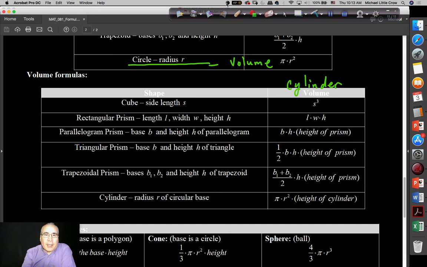Okay, so we're going to write that down up here, sort of in abbreviated form. It's going to be pi, which we're going to be using as 3.14, times r squared, times its height. We'll just put the h. So that's the formula we're going to follow.